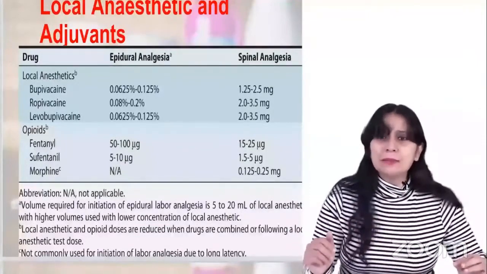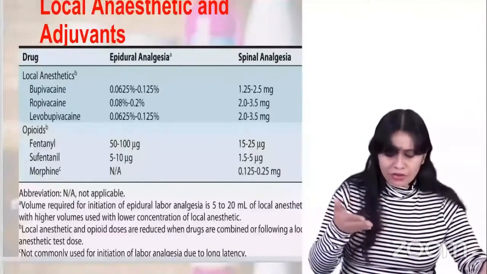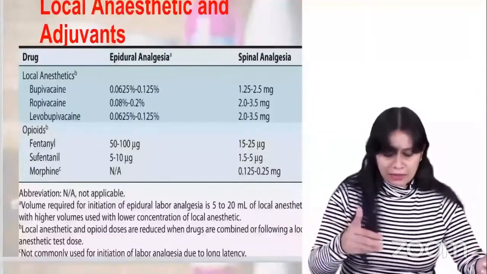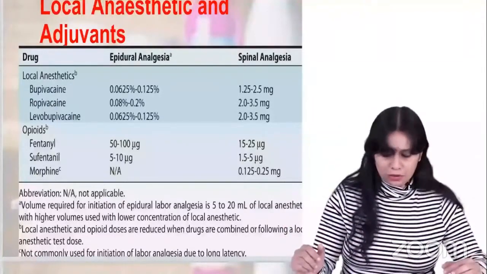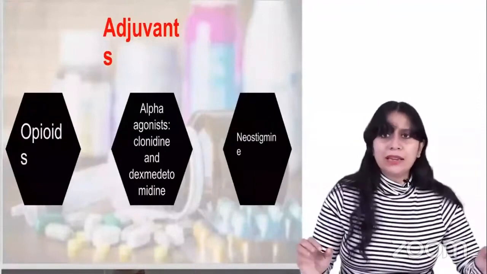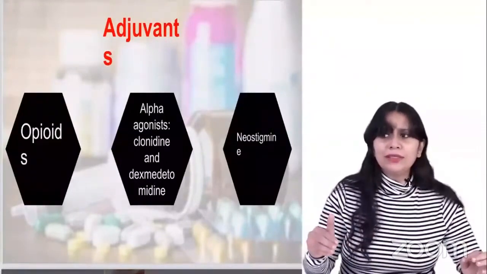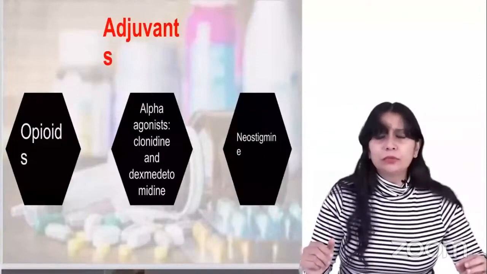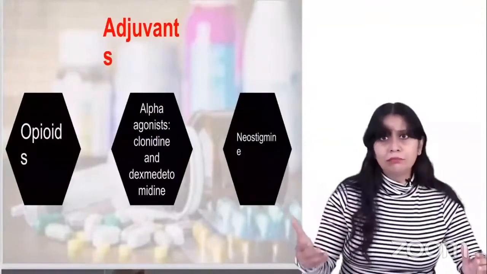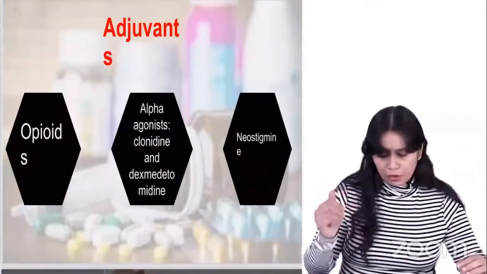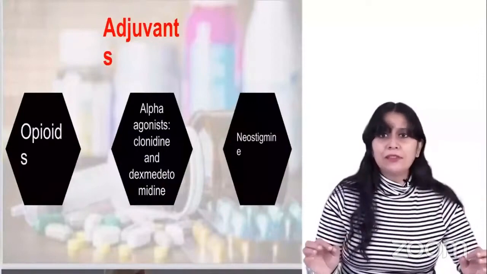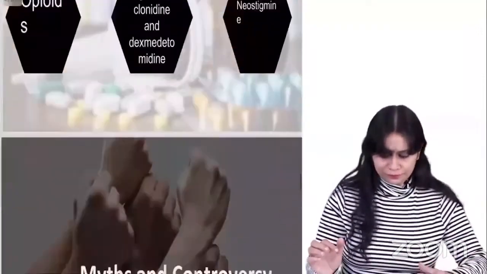So as low a concentration as possible is recommended, from 0.0625% to 0.125% for bupivacaine. And as you can see, it is written for ropivacaine and levobupivacaine also. What are the adjuvants? As I talked about, opioids have been used from age old and have given excellent results. But the problem with opioids is they can cause fetal respiratory depression. Mostly lipophilic opioids like fentanyl are used as adjuvants. Other adjuvants are also studied, like clonidine, dexmedetomidine, and neostigmine, some showing good results, especially the alpha 2 agonists like clonidine and dexmedetomidine.